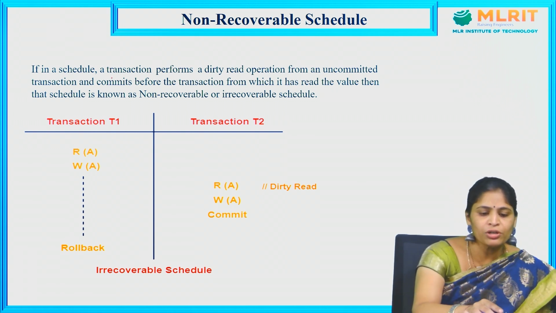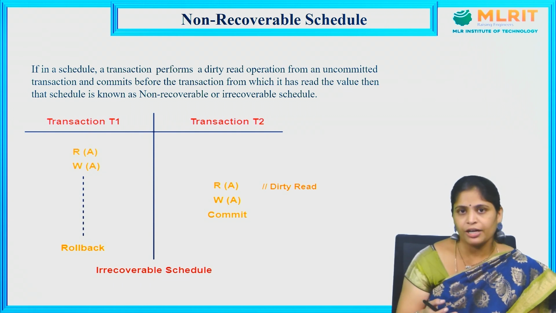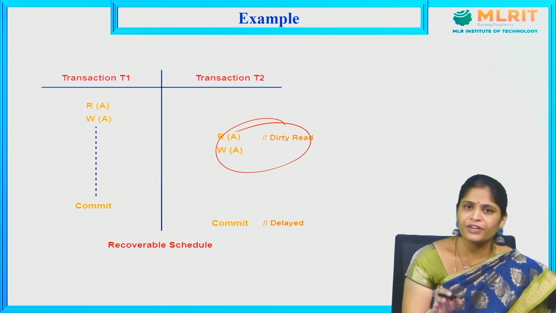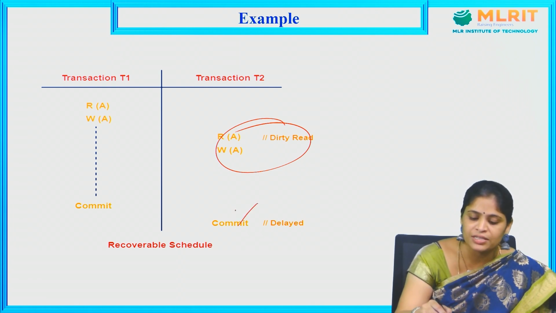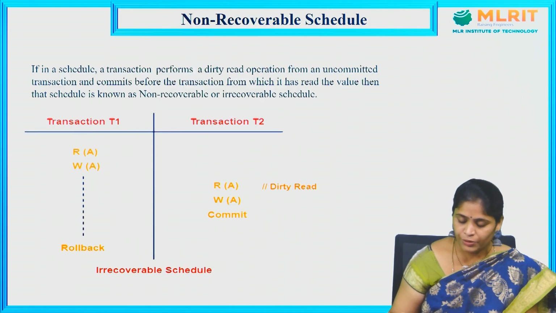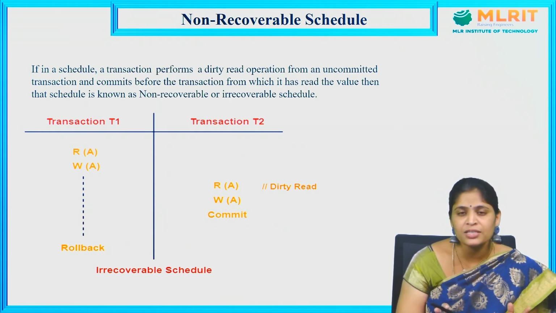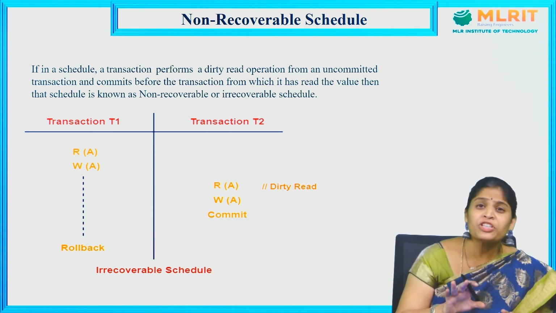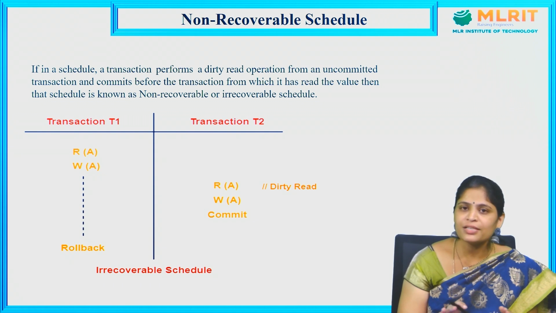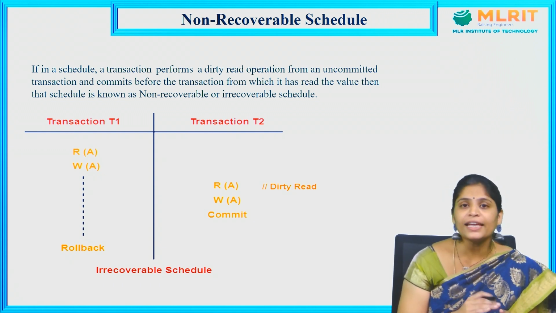Next, what is a non-recoverable schedule? Till now we have discussed recoverable, which means able to recover. If a dirty read operation has been done and inconsistency of the database has occurred, we still have a chance to recover. But what is a non-recoverable schedule? A non-recoverable schedule means we may not have a chance to recover, which may leave the database in an inconsistent state. That is what a non-recoverable schedule is, which is also called an irrecoverable schedule.